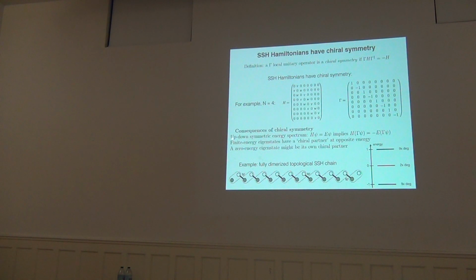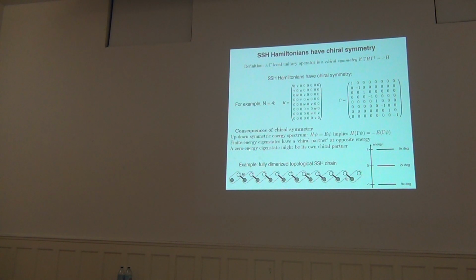Okay, but if I have this up-down symmetry of my energy spectrum, that can mean two things. One thing, if I have a finite energy eigenstate, then it will have a chiral partner at opposite energy. And we have seen an example when we looked at this 10 unit cell topological SSH chain, which is also depicted again here. So we saw that there are energy levels at +1 and -1, and actually they are chiral symmetric partners of each other. So I could pick one of these states, I could apply gamma on it, and I would get one of these states. Okay, so these are chiral partners.